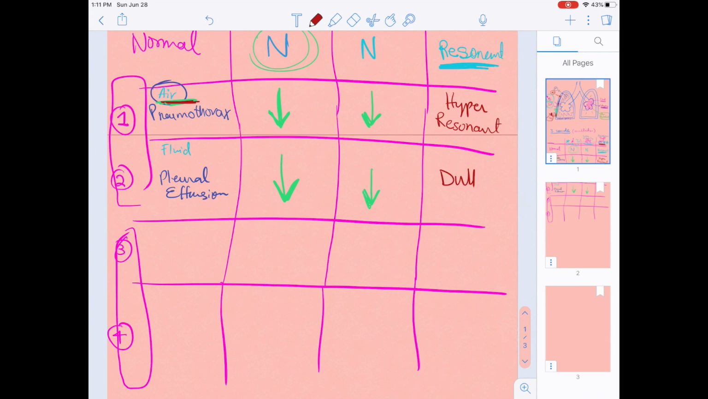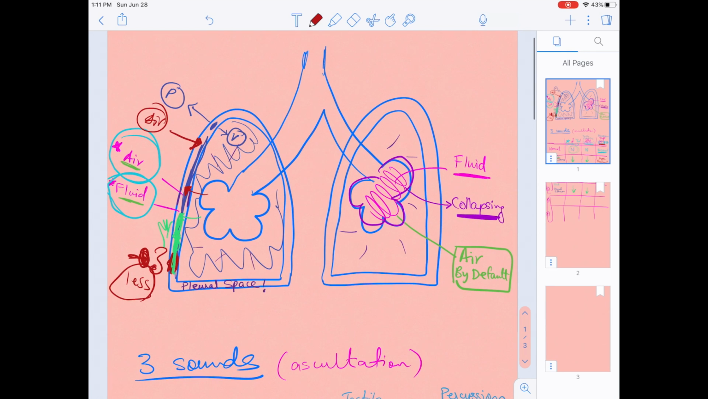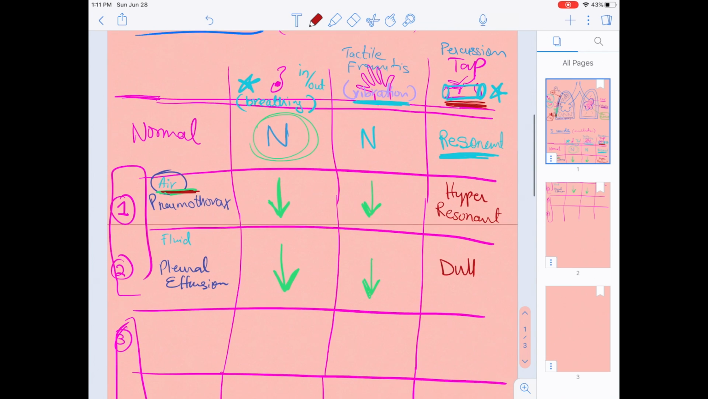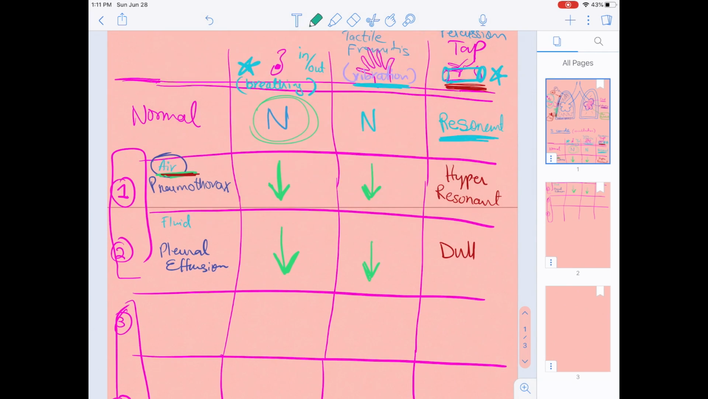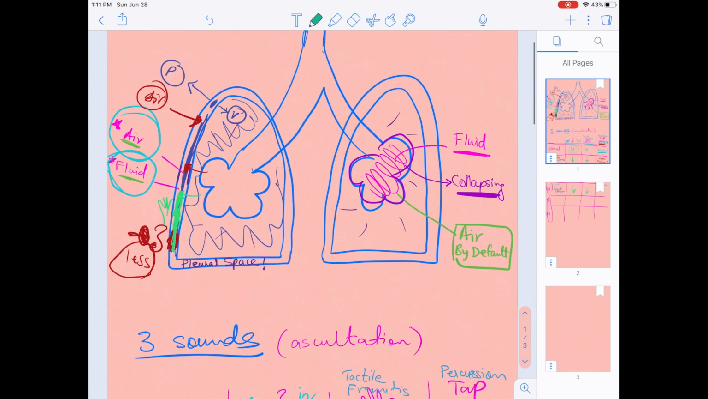Okay, now let's talk about the third and the fourth problem. These are a little more tricky-ish, but they make sense. So the third problem I can have is that I have fluid in my alveoli over here.